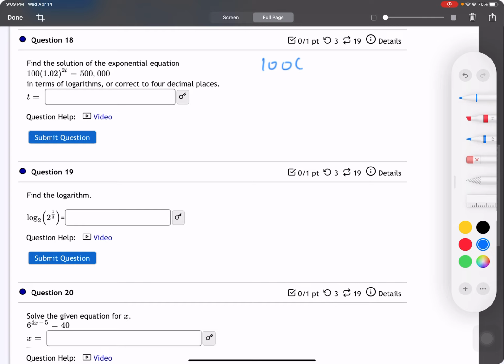We have 100 times 1.02 to the 2t equals 500,000. We're solving for t in the exponent here, so we want to get rid of as much as we can. We're going to get rid of the 100 first. Divide both sides by 100. 1.02 to the 2t is equal to 5000, because we got rid of some of that.